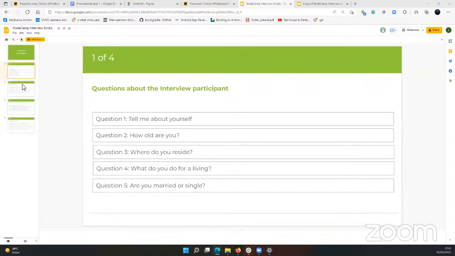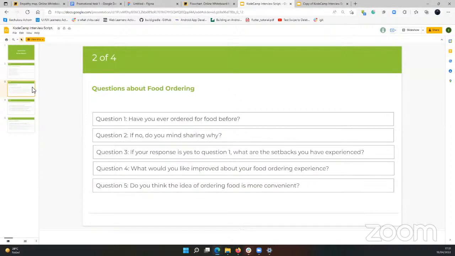Now the next set of questions was the questions about ordering food, that is, how do they get their food? So the question says, have you ordered food before? So the person could say yes or could say no. So if no, do you mind sharing why? Like, why haven't you actually thought of ordering food? So with this second question, you get to see some challenges that a food ordering app may have, that you could get solutions from.